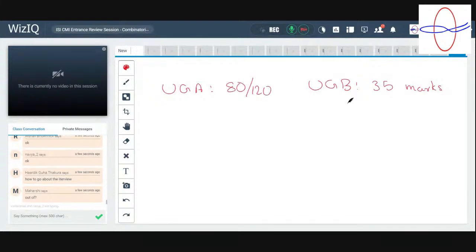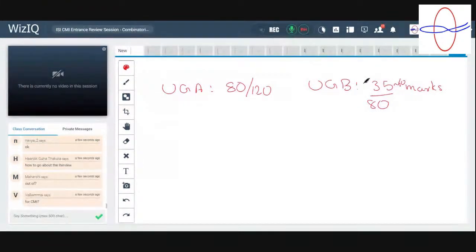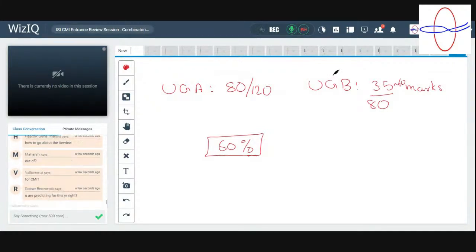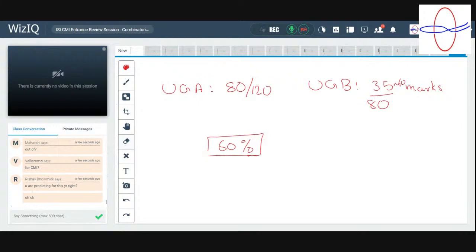So for UGA, it's out of 120. For UGB, it's 80. For CMI, it's usually around 60% of whatever the maximum possible score is that year. They keep varying it between 100 and 125, so you can take your guesstimate that way. This is for a standard year, when they shortlist. I'll talk in the ISI context for now. This is when they shortlist the top 150 for the interview.